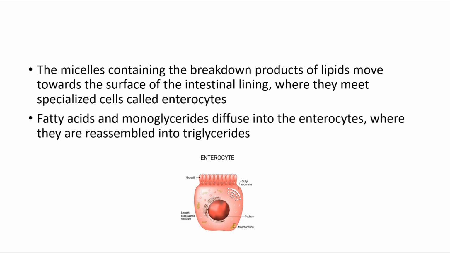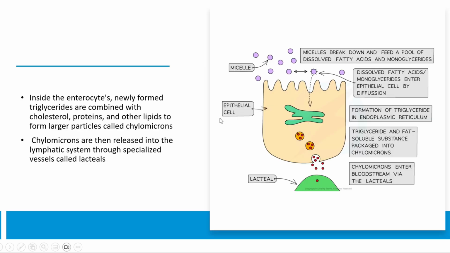So the micelles move towards the epithelial cell, and once they reach it, the fatty acids and monoglycerides that got broken down from the triglyceride diffuse into the epithelial cell, where they reassemble into triglycerides. So it's going to move into here, and using the Golgi apparatus and the smooth endoplasmic reticulum, it's going to get made back into triglycerides. The difference here is it needed to be broken down so it can move across. So it was triglyceride first, it got broken down by lipase, then it moves into the epithelial cell and is reformed into a triglyceride.